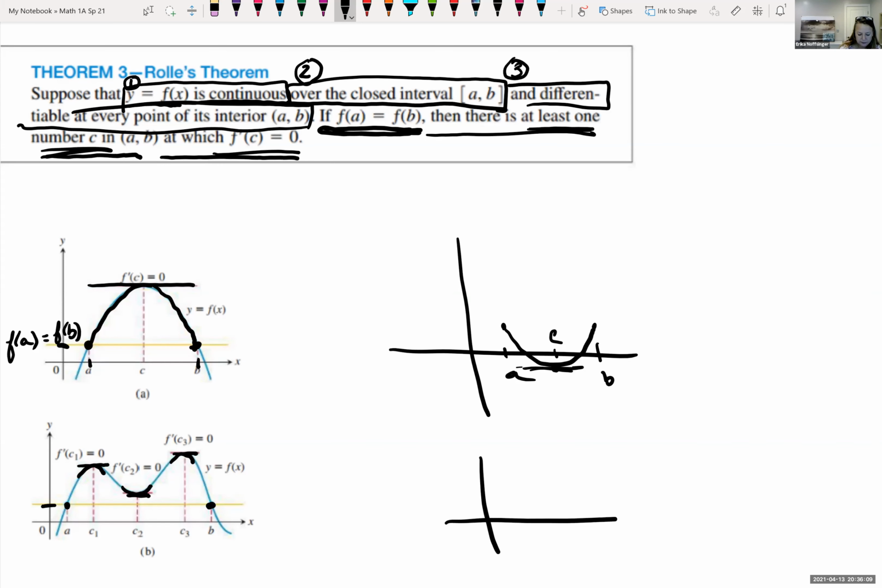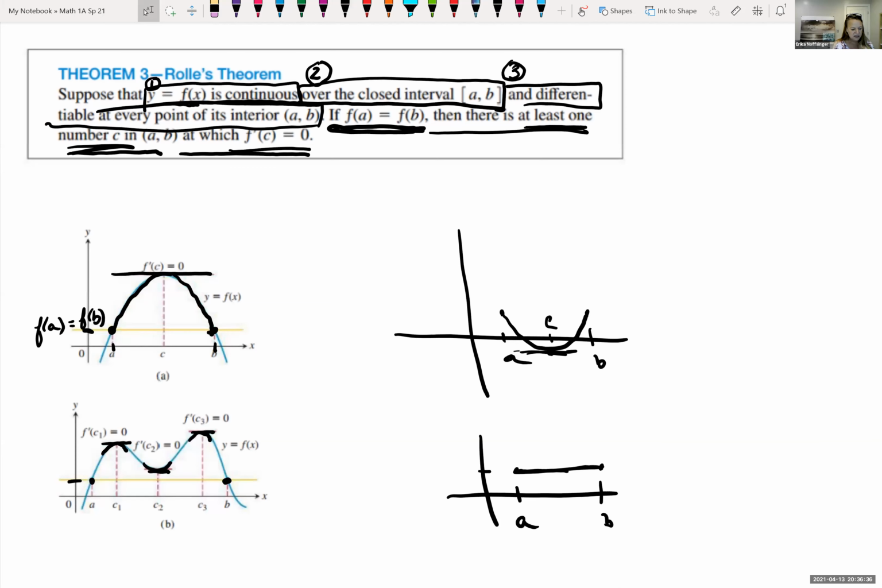It's also possible these were the same y values. It's just a horizontal line between a and b. Then any value between a and b would give us that the derivative was equal to 0. Okay, so that's Rolle's theorem and what that says.